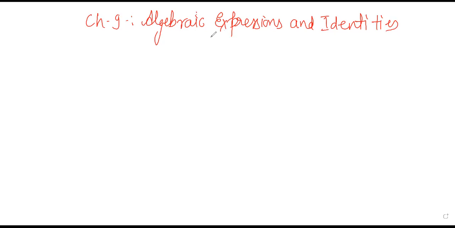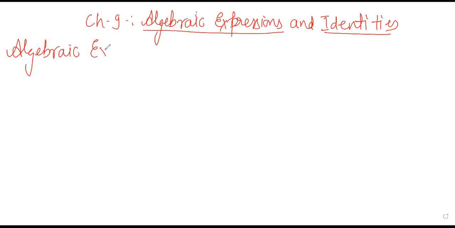Before starting the chapter, we will discuss firstly algebraic expressions, and later on identities. So let us start, I'm not wasting time here. Algebraic expression. Before coming to this, try to understand the concept of variables, which you have done in the previous class, in 7th standard at least.